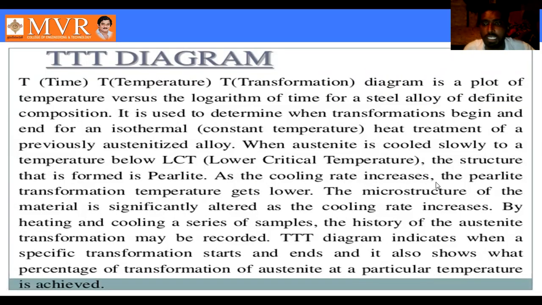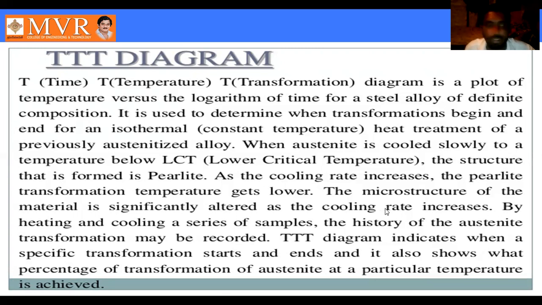See here, as the cooling rate increases, the pearlite transformation temperature gets lower. Lower means that as the cooling rate increases, the temperature reduces. Rapid cooling means we can go for water cooling or any liquid cooling, such as water or lubricant oil cooling. Automatically the cooling rate increases and the temperature is reduced very fast. So based on the cooling, the temperature also gets very low.